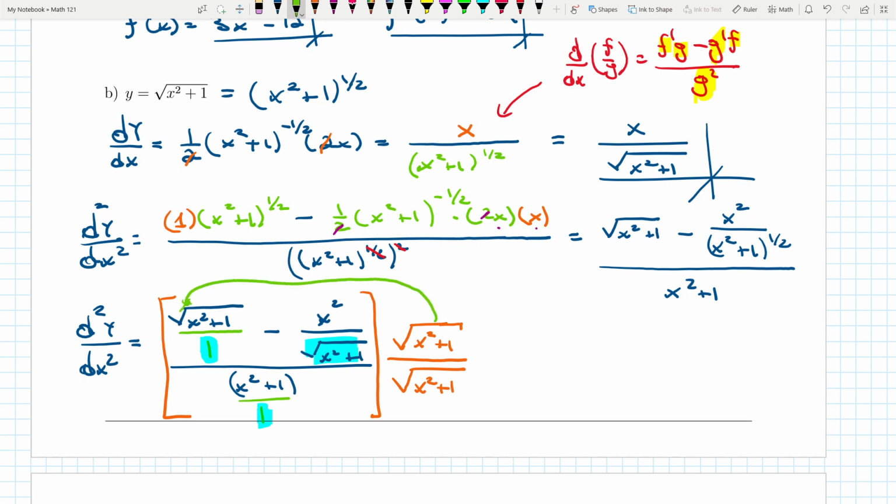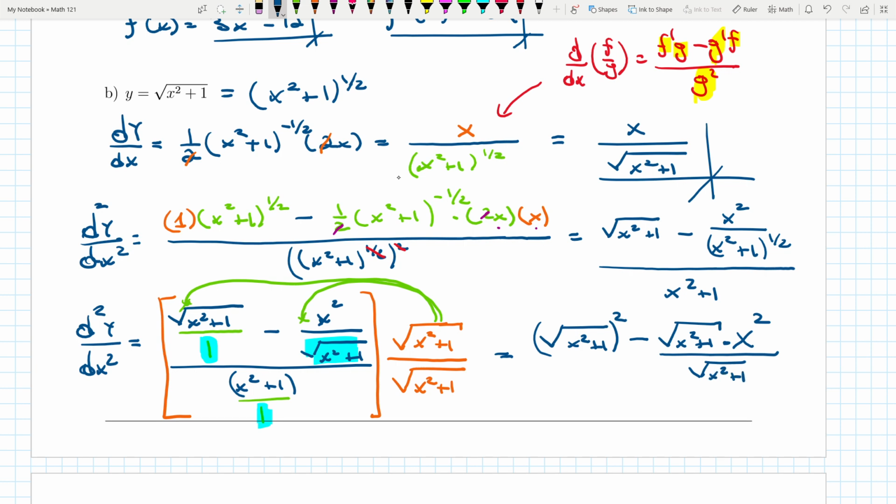Alright, so let's distribute this for the numerator and the denominator. For the numerator, we would end up multiplying the radical times itself. This is equal to the square root of x squared plus 1 quantity squared minus, when we distribute, the square root of x squared plus 1 times x squared. Notice that x squared is outside of the radical, divided by the square root of x squared plus 1. And then the whole thing divided by, in the denominator, we multiply this radical across and leave it indicated the way it is: the square root of x squared plus 1 times x squared plus 1.